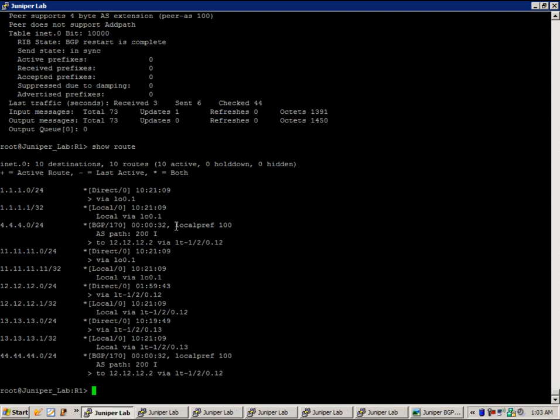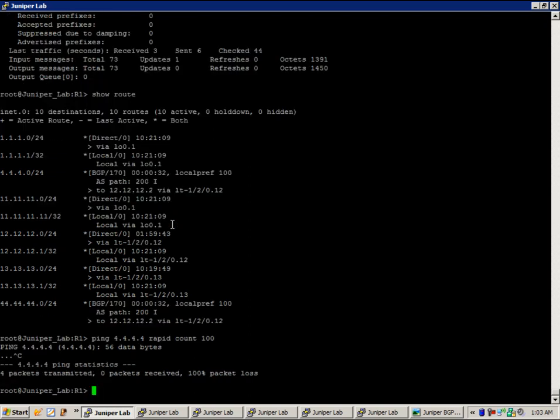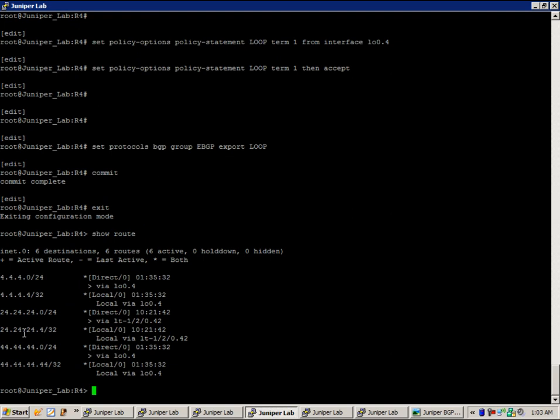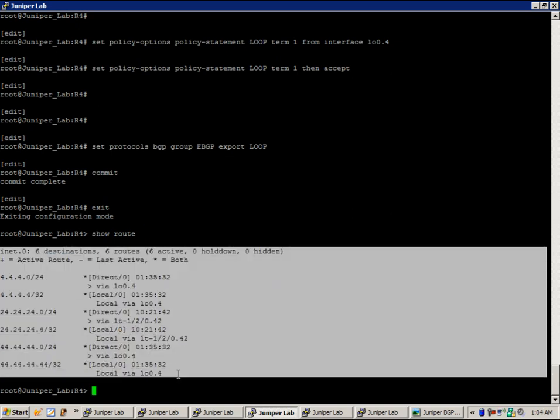So let's go ahead on R1 and do a ping 4.4.4.4, rapid count of 100. We see that we don't have reachability, and that is because with that ping, we're sourcing it from our 12 network, which is the connection to router 2. But if we go to router 4 and do a show route, it does not know how to reach the 12 network.